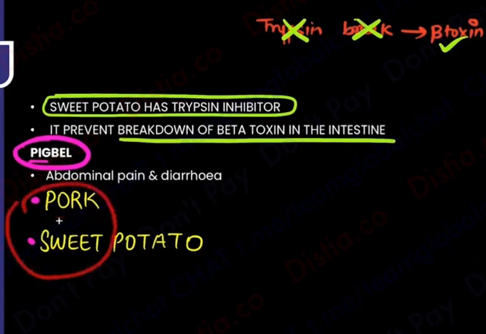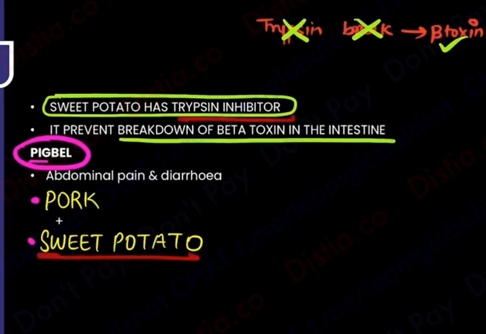Pork along with sweet potato is the combination which you call pig bell. So pig, of course, pork, and potato. That is pig bell, right? Although the exact pathogenesis is not very important, if you have that curiosity, you can learn that sweet potato has trypsin inhibitors. Trypsin was the one which was going to break this toxin for me. Now, sweet potato is not letting it do that.